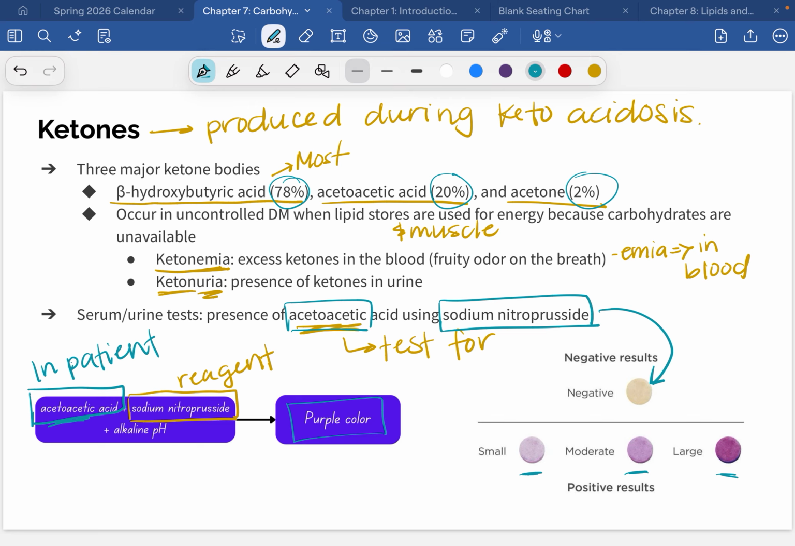there. Notice that this result is not a number. This is a semi-quantitative test, meaning that we're not getting a specific number here. We're saying, yes, there are ketones there. There's a small amount, there's a medium amount, or there's a large amount. It's a semi-quantitative test. So even though we're only specifically testing for acetoacetic acid here, it is enough to tell us, yes, ketones are present and the approximate amount.